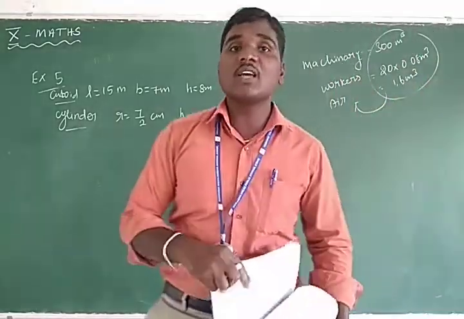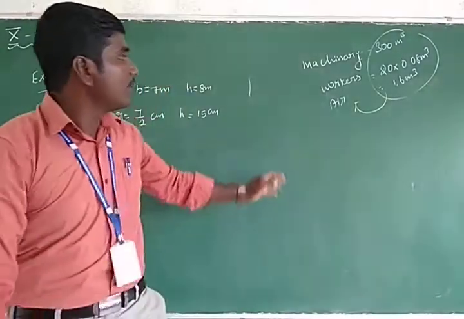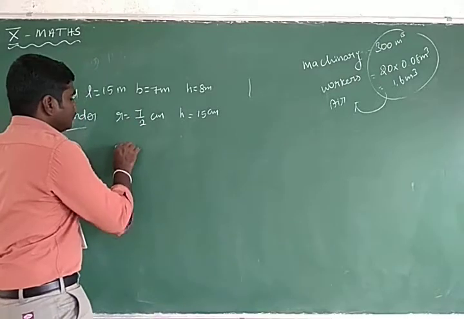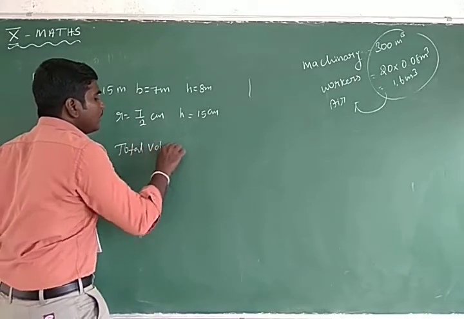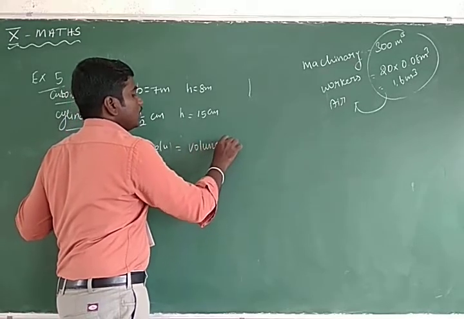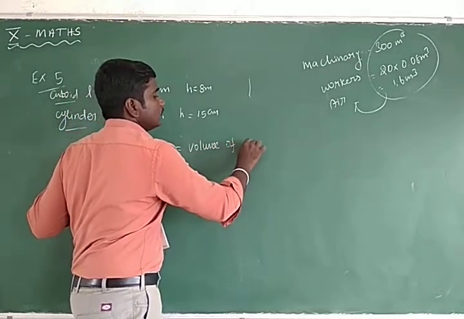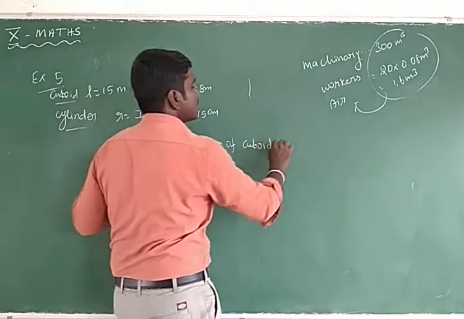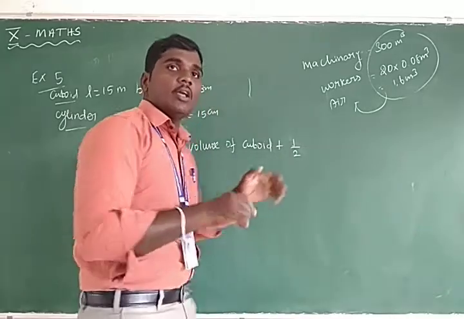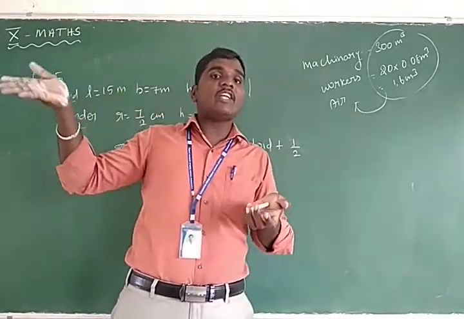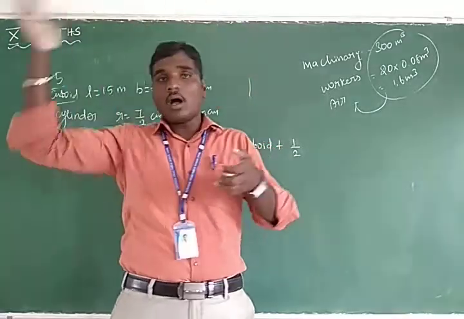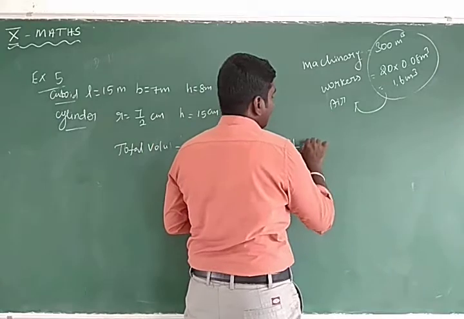From the total volume, the remaining is air. So first we need to find the total volume. How will you find it? Volume of cuboid plus half of the volume of cylinder, because it is a half cylinder. Can you imagine the shed like this? It is a half cylinder. So half of the volume of cylinder.